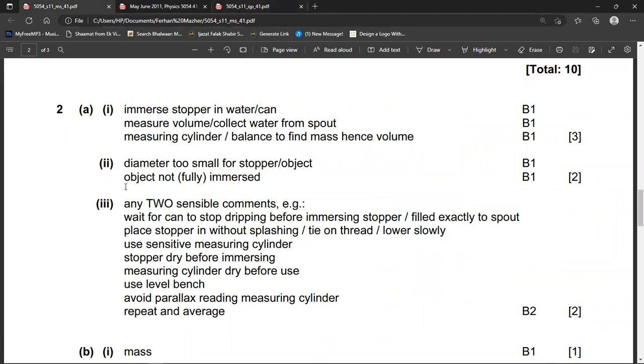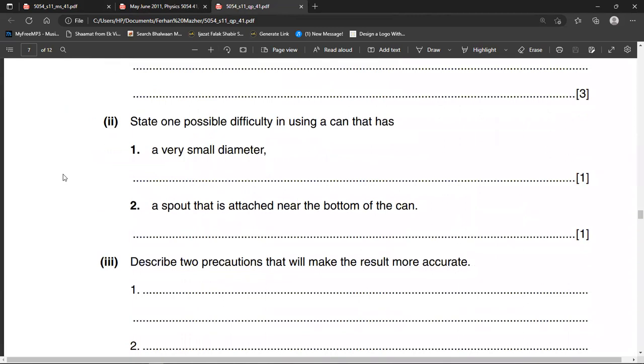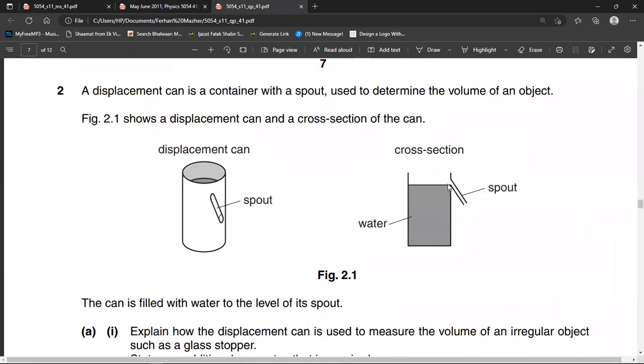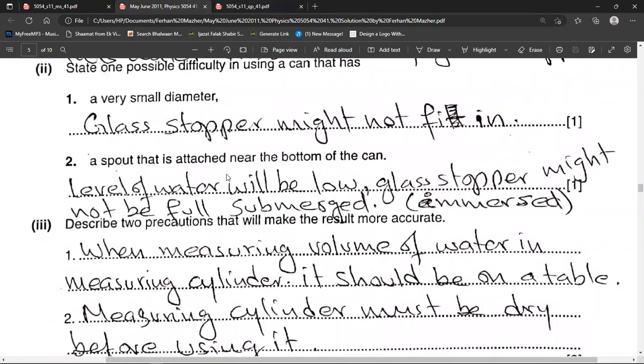Okay, so our answer. The second part is a spout that is attached near the top of the can. If this spout is here, then the level of the water which you can keep in this displacement can will be only here. So when you put the glass stopper, it might not be fully immersed in the water. The level of the water will be low, so the glass stopper might not be fully submerged or immersed.